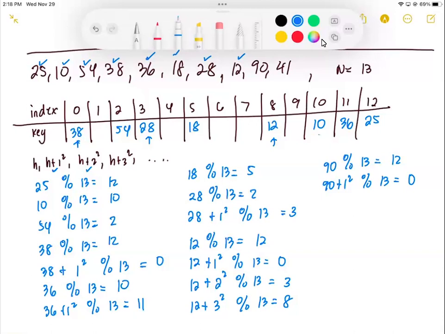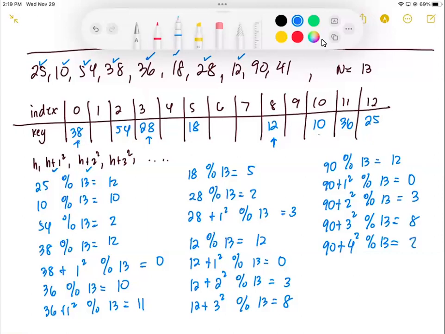So we are done with h plus 1 squared. The next will be h plus 2 squared. So that will be 90 plus 2 squared modulo 13, or that's just 94, and it is equal to 3. So let's look at the third bucket. The third bucket is also occupied, so we have to look for another one. So next we have 90 plus 3 squared, or 99 modulo 13, and that is just equal to 8. And if you look at the 8th bucket, it's already occupied by 12. So we have to look for another one. So we have 90 plus 4 squared, or 90 plus 16, modulo 13, which is equal to 2. And if we look at 2, it's also occupied. So let's look for another one.